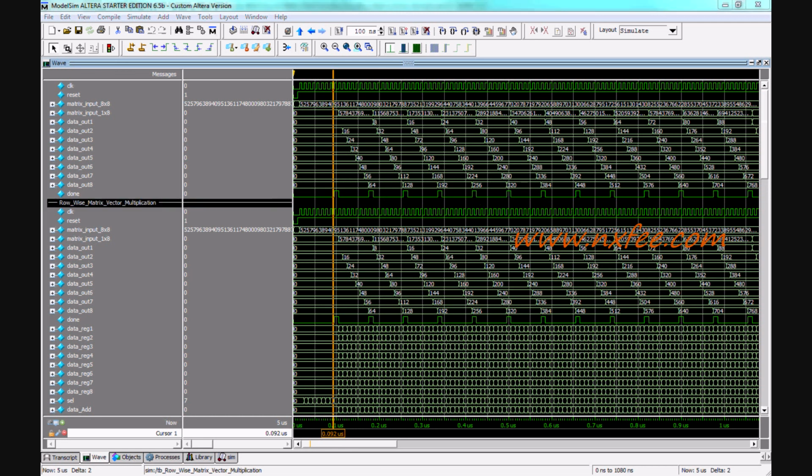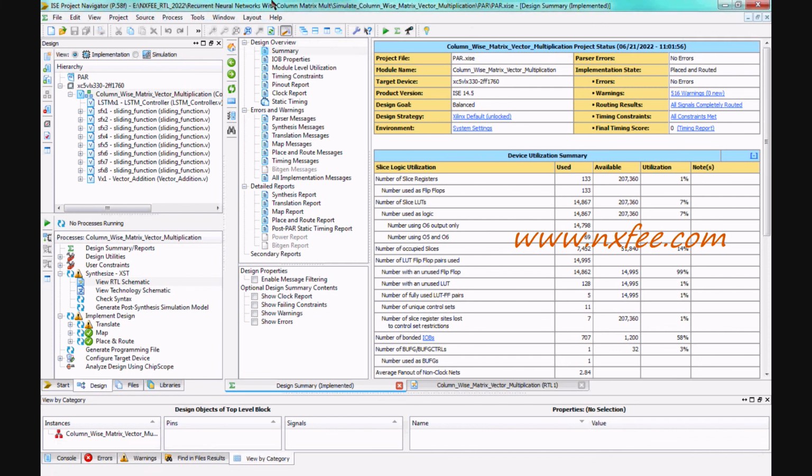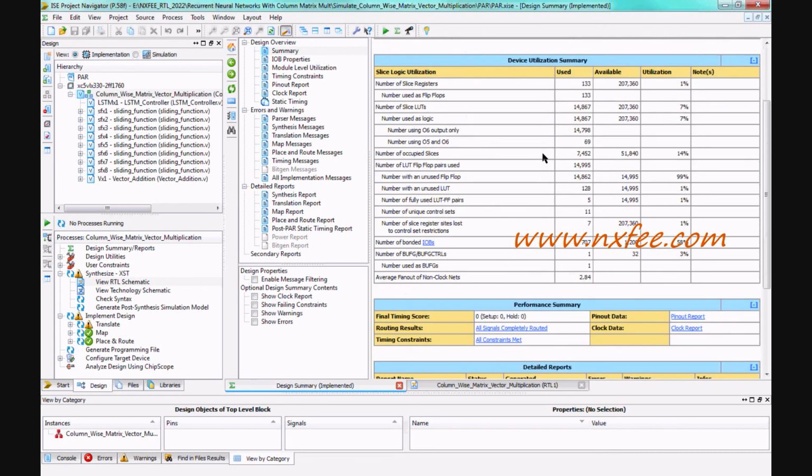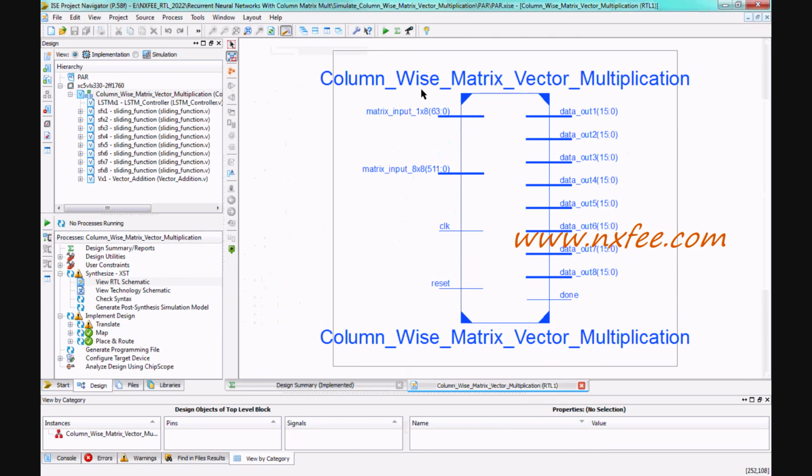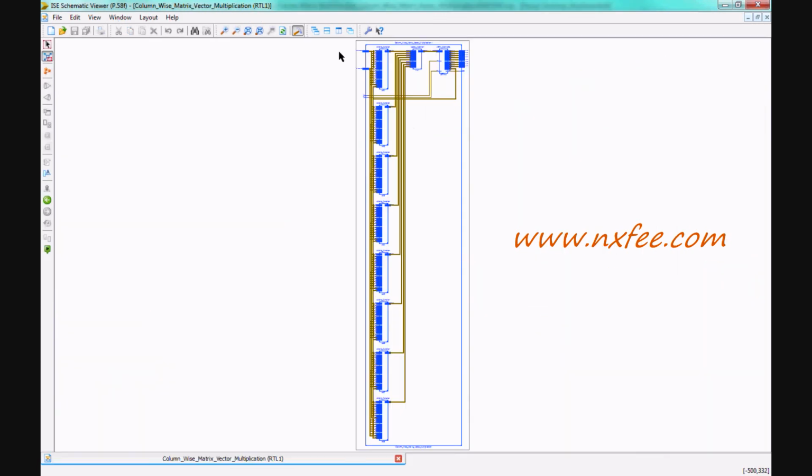And we have synthesized this code on a Xilinx Virtex 5 FPGA. So this is the column wise matrix vector multiplication. Here you can check the comparisons: number of slice registers, LUTs, occupied slices, and IO bonded. And you can check the RTL schematic. This is the column wise matrix vector multiplication.